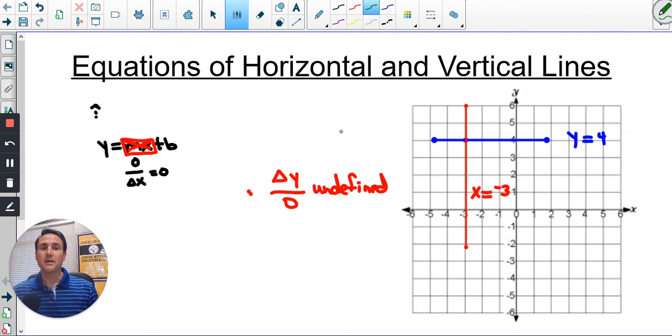Now, you might notice that our point that we started with is (-3, 4). The x value was -3, that's why I wrote x equals -3, and the y value is +4. That will always happen, and that kind of makes it easy.